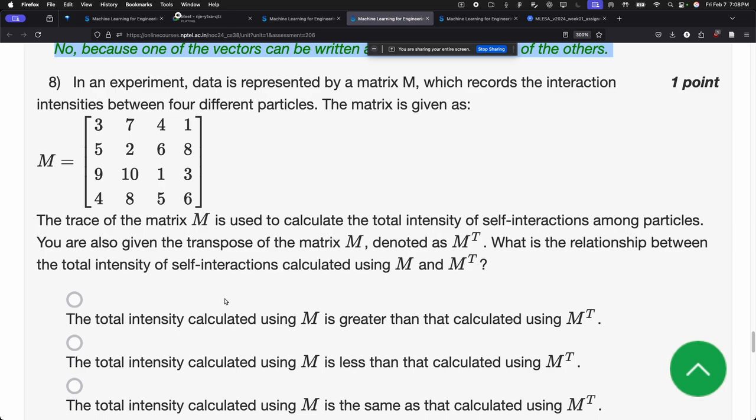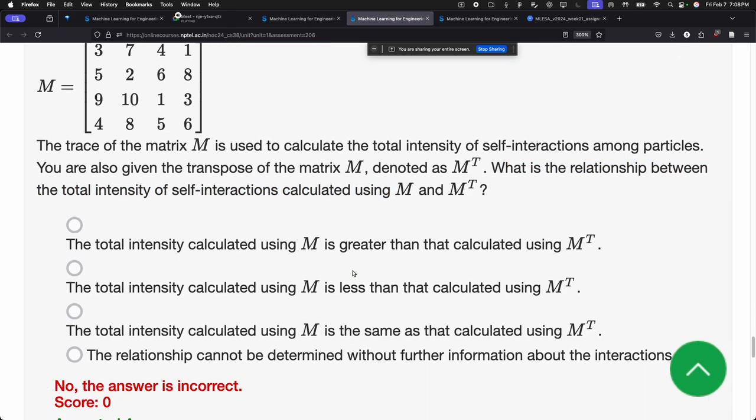Can someone read this question out loud? Okay, I will read it. In an experiment, data is represented by a matrix M which records interaction intensities between 4 particles. So you get 16 elements at most. The matrix is given as this. The trace of matrix M is used to calculate the total intensity of self-interaction among particles. You are also given the transpose of matrix M. What is the relationship between total intensities calculated using M and M transpose? It should be the same.